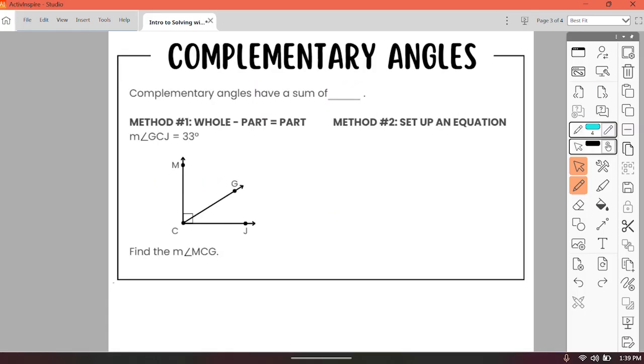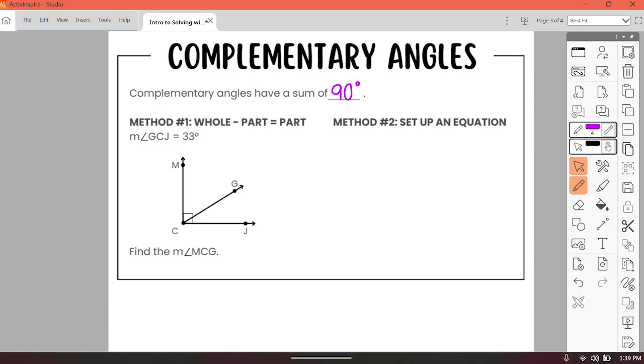The last two kinds are complementary and supplementary, and these are going to be similar to adjacent, except that they always have a specific number that they equal. So we know that complementary angles have a sum of 90 degrees. So in every single one of these problems, whether we're doing method 1 or method 2, we're going to be using that number 90. Okay, so let's look at method 1.